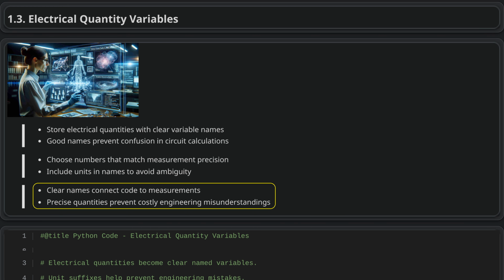In engineering Python workflows, clear names for electrical quantities connect code to real lab and simulation data. Naming values precisely, such as distinguishing different kinds of voltage or power, helps others understand the data and avoid costly confusion. This makes programs more accurate, readable, and useful for collaboration in electrical systems.